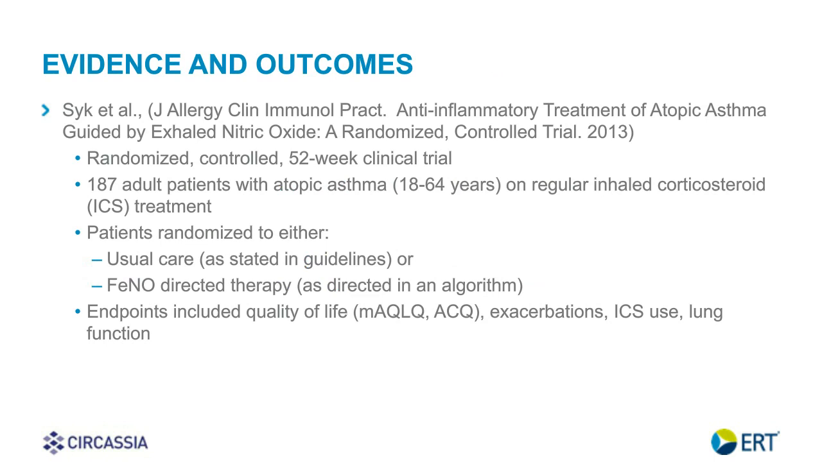Now let's turn to a slightly different study, again looking at asthma exacerbations as an endpoint, but done entirely in a primary care population. So this was a randomized controlled 52-week clinical trial, which included adults with atopic asthma who were already on inhaled corticosteroid treatment. They were randomized to either usual care, as in the guidelines, or FeNO-directed therapy as directed in the algorithms. And you can see the usual endpoints: quality of life, exacerbations, inhaled corticosteroid use, and lung function were looked at.